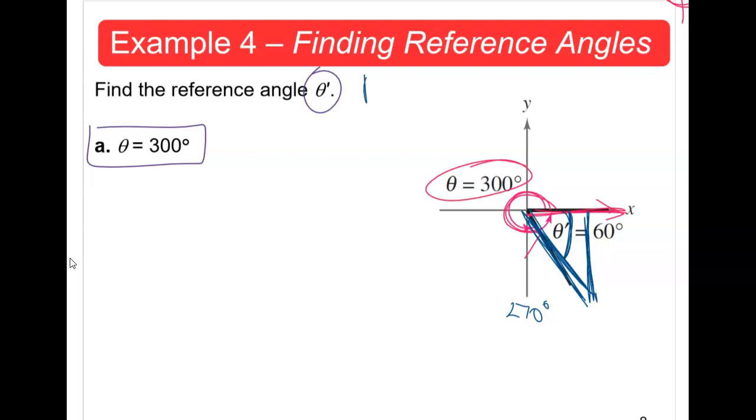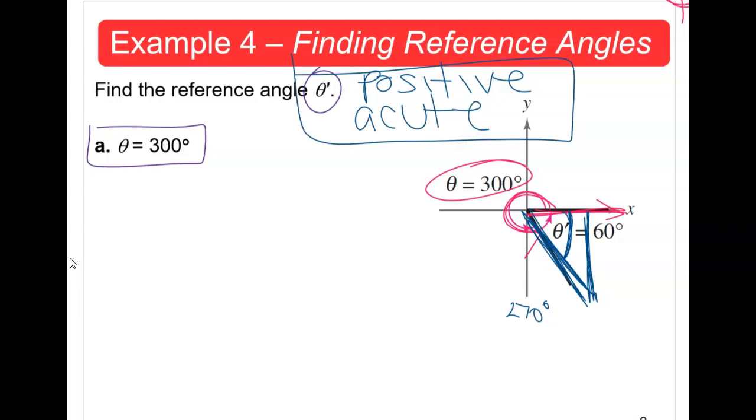Remember, it must be positive, and it must also be acute. So if you don't have those two, then you don't have the right reference angle. So let's see, how could we find this?